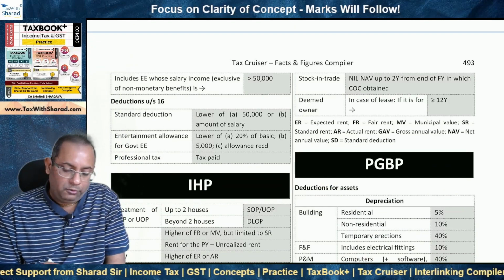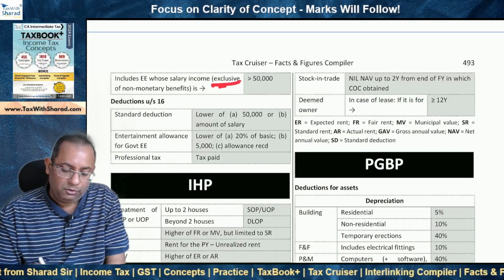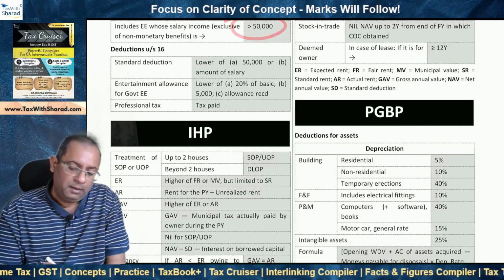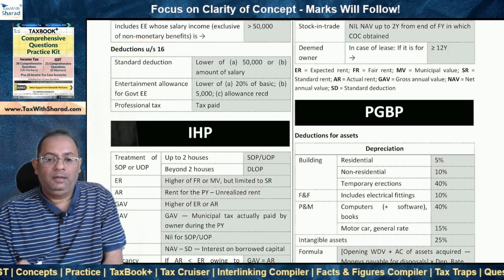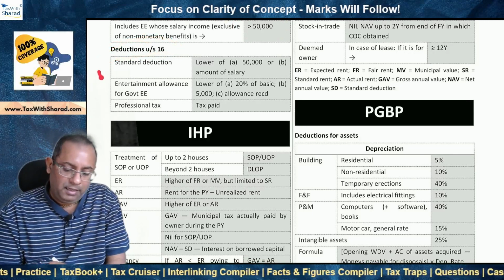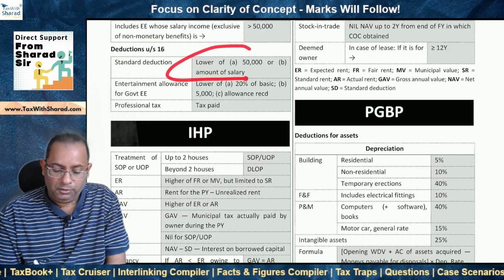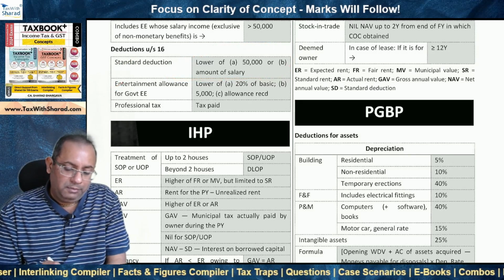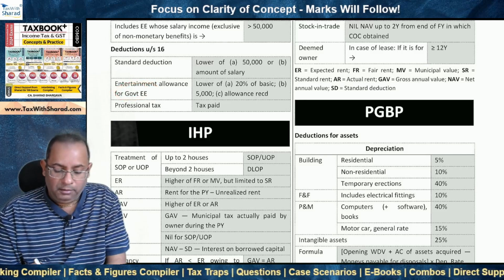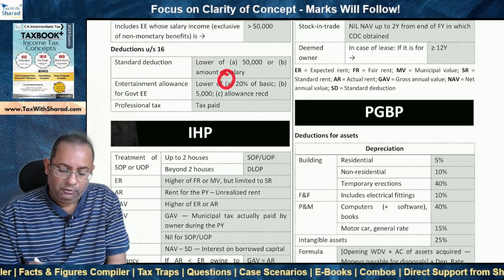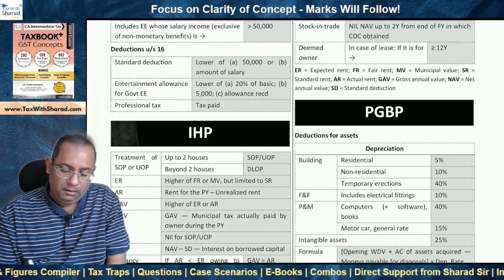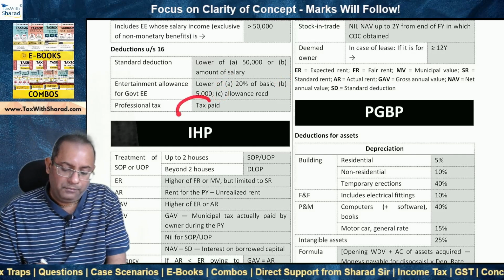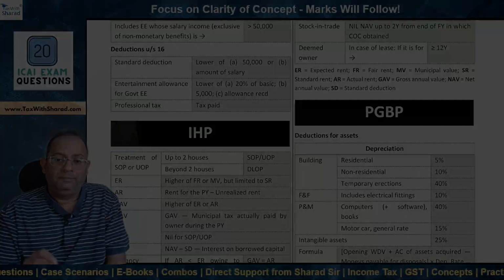A specified employee also includes an employee whose salary income exclusive of non-monetary benefits is more than 50,000 rupees. Deductions under section 16 are allowed from the gross salary income. A standard deduction is allowed which is the lower of 50,000 or the amount of salary. Entertainment allowance exemption is allowed but only for a government employee, and the formula is the lower of 20% of basic salary, 5,000 rupees, or the allowance received. Professional tax is deductible to the extent of tax paid.